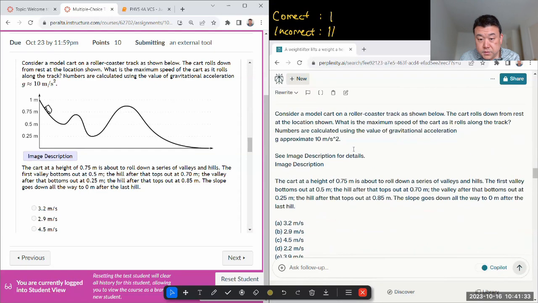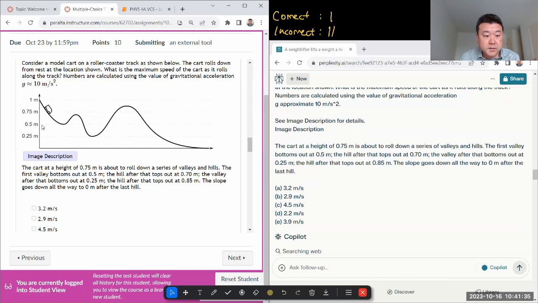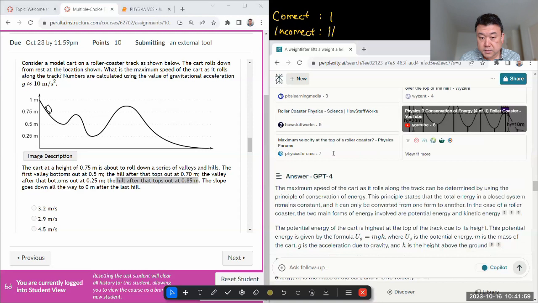It's, I think, the next question. Yeah, this one. Cart starts at this height. And then I give these heights of the valleys for a reason. Because once you realize that there's a hill that's a higher height than what the cart is starting, even based on text description, you should be able to figure out that cart never goes beyond this point. It never reaches here.